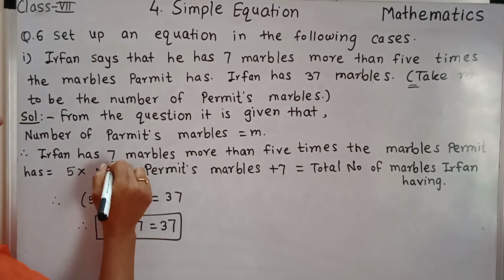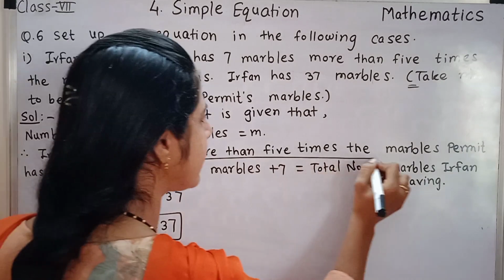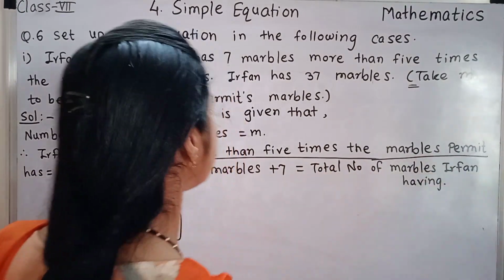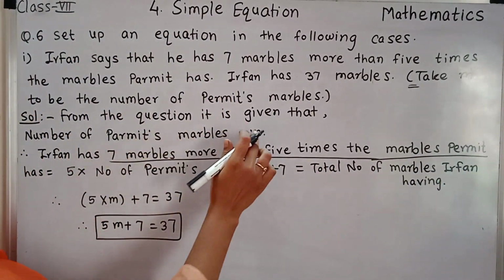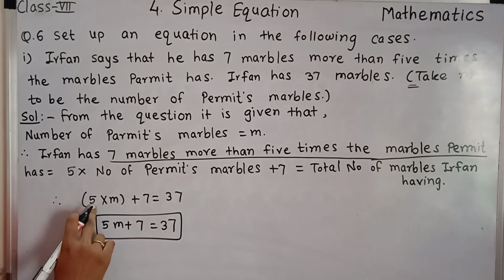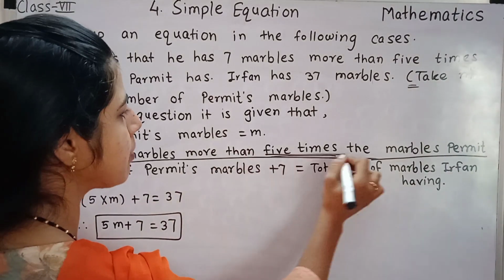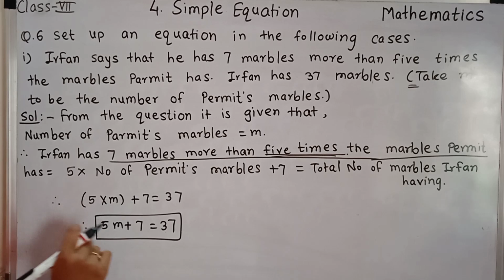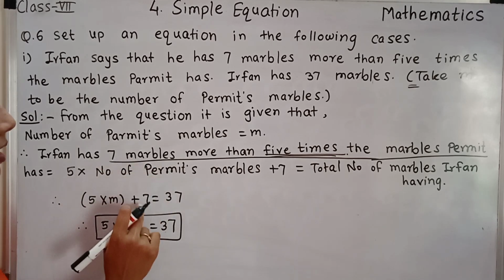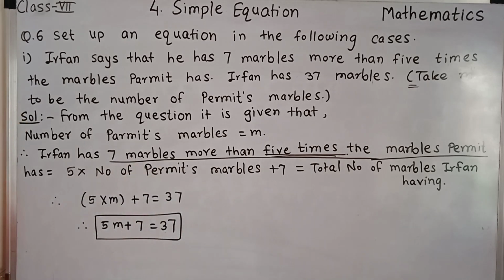So 7 marbles more than 5 times the marbles Parmit has. How many does Parmit have? m. So if you multiply m by 5, 5 times, yes, we multiply m by 5 and we add 7. So we got the marbles Irfan is having. So the equation will be what? 5m plus 7 equal to 37. This is our equation. So whenever you get the answer, always highlight your equation. Okay. So this is the answer.